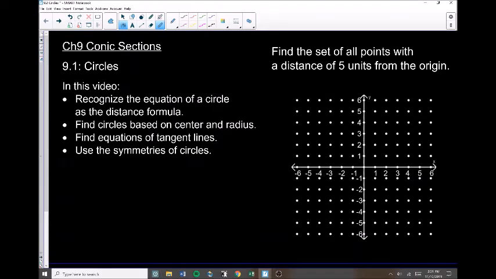Chapter 9 is on conic sections. A conic section is a section from a cone, and with those sections you can easily make circles, parabolas, ellipses, and hyperbolas. We'll talk about those in this chapter, and in a later video I'll explain really what a conic section is and what that means. But today we'll just talk about circles.